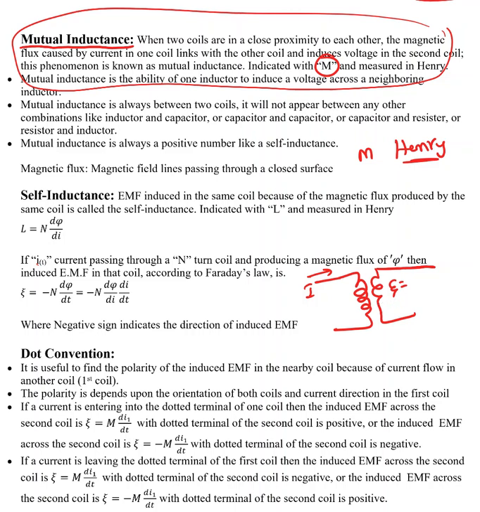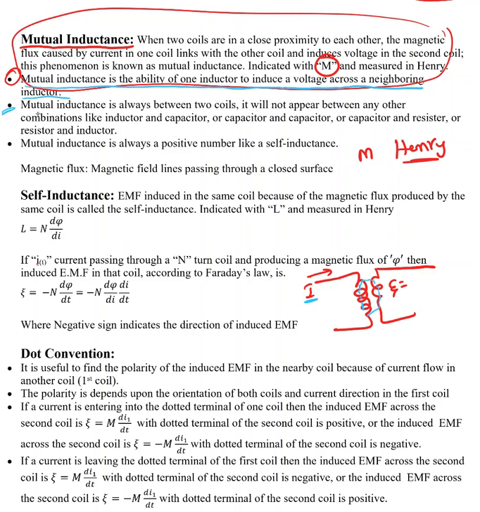Now, some important properties of mutual inductance. Here is the first one. Mutual inductance is the ability of one inductor to induce a voltage across the neighboring inductor. As I mentioned, that mutual inductance is constant as long as we fix the coils side by side. That value does not change unless you separate the coils. So that M value does not depend upon the current flowing in the coil. It always depends upon the distance between these two coils and how much flux is linking to the secondary coil. So that's the first thing.